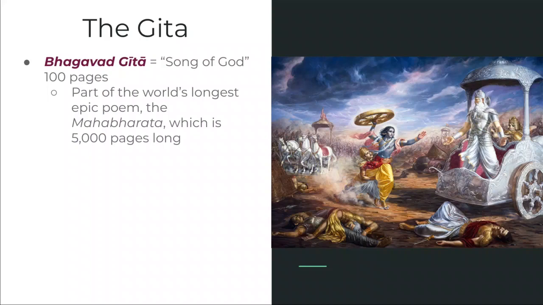But what I want to talk to you about are the primary lessons or teachings emphasized in the Gita, especially so that we can contrast them to the main teachings that we saw in the previous lecture, which are associated more with the Vedas and the Upanishads.